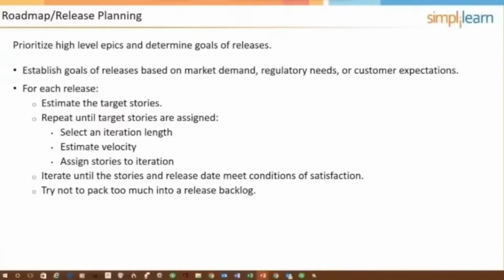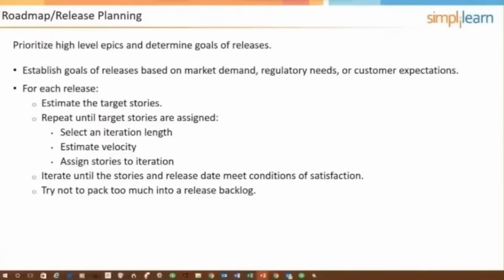It's blending some things here. Be able to estimate velocity and then assign stories to the sprints. So we keep estimating the user stories and we keep organizing that until we can do that. We can come up with an iteration length, a sprint length, and then figure out what our velocity for each sprint is, and then assign stories to the sprints.